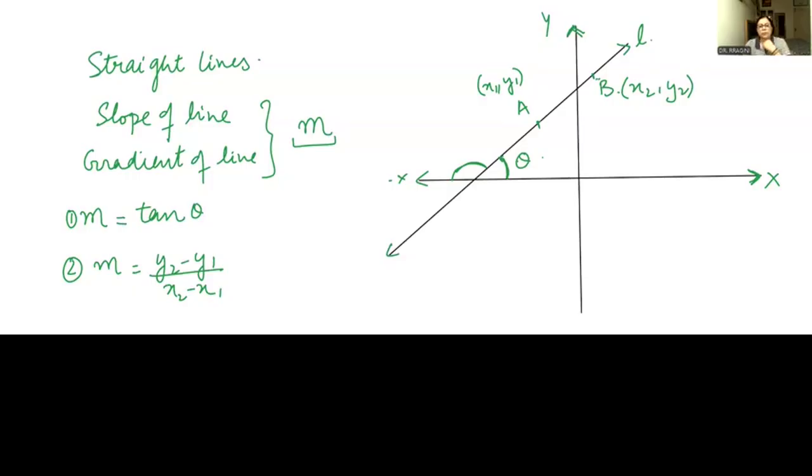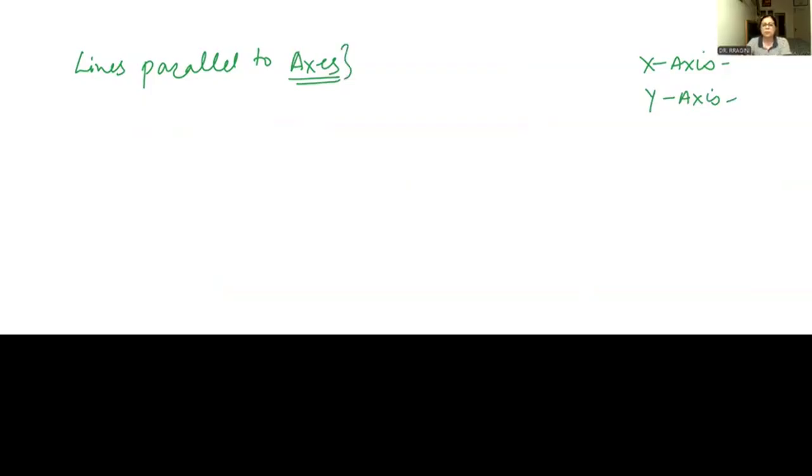Once the slope is known, there are different conditions according to which we can find the equation of a line, right? So the very first case is lines parallel to the axes. Axes is the plural of axis. X-axis, we have two axes. Y-axis, right? This is a singular term, this is a singular term, the plural is axes. So the line can either be parallel to x-axis or it can be parallel to y-axis.